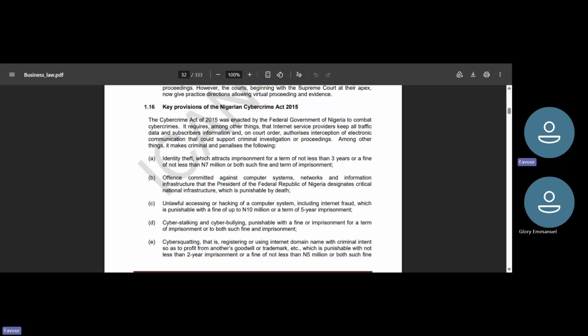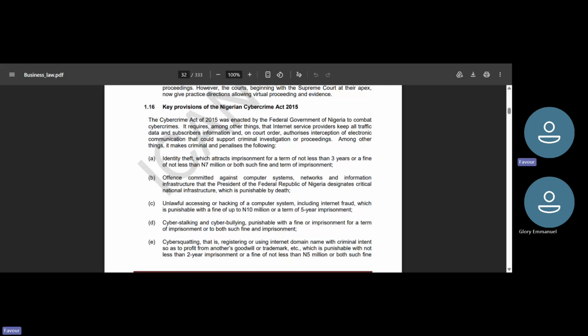So the Cyber Crime Act 2015 was enacted to combat the rise of cybercrime. So it requires, among other things, the internet service providers keep all traffic data and subscribers' information, and court orders authorize interception of electronic communication that could support criminal proceedings or investigations.